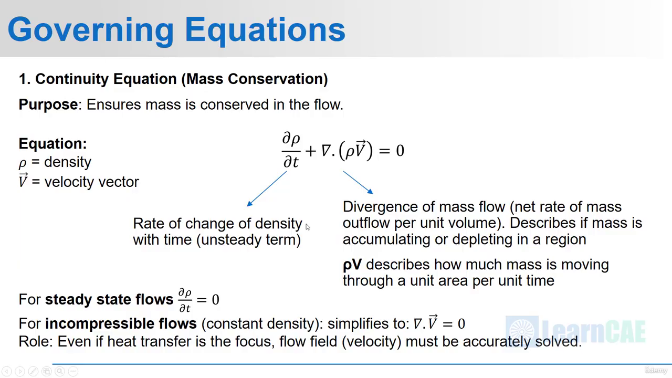Role. Even if heat transfer is the focus, the flow field or the velocity field must be accurately solved to compute velocity and temperature fields. This equation represents that mass can neither be created nor destroyed. That is, whatever mass enters a control volume can either stay in it or it can leave. There can be no gain or loss in the mass inside the control volume.